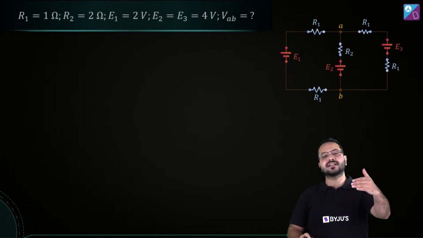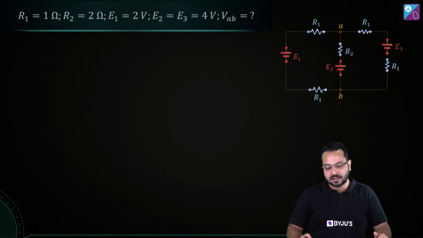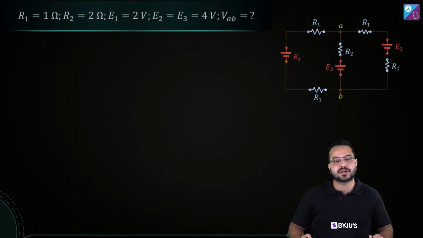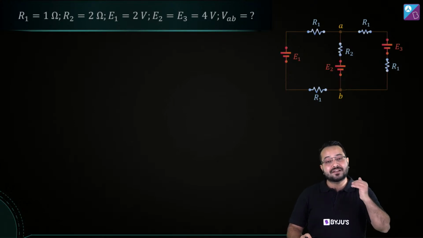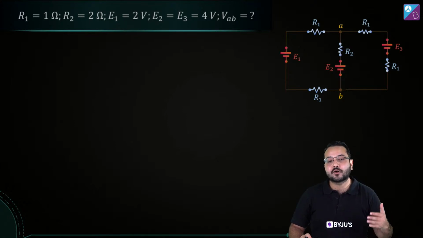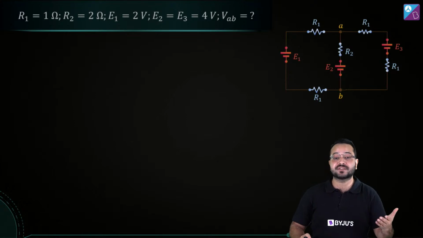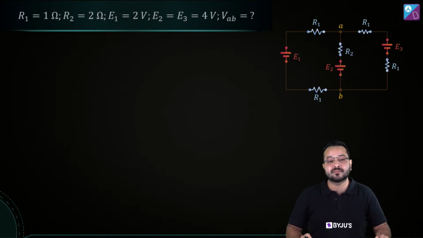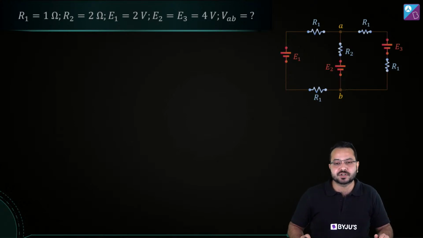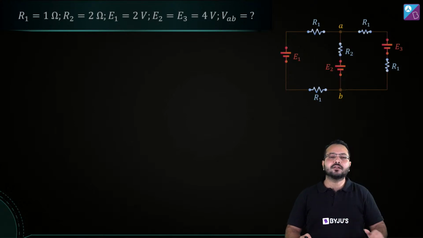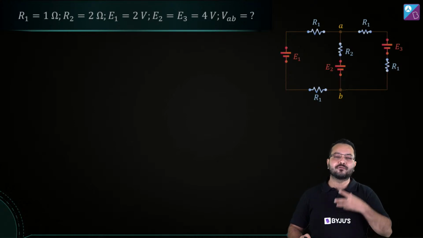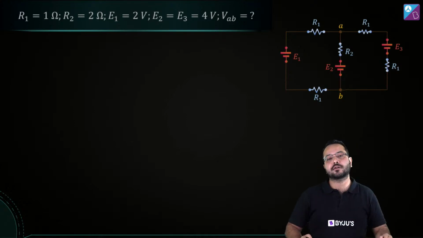We have to see if there's a series-parallel combination, then we have to see if there's a Wheatstone bridge, then we have to see if there's symmetry. If there's no symmetry, then we look at combination of batteries, combination of cells. If we don't find a combination of cells, then probably we can use superposition.